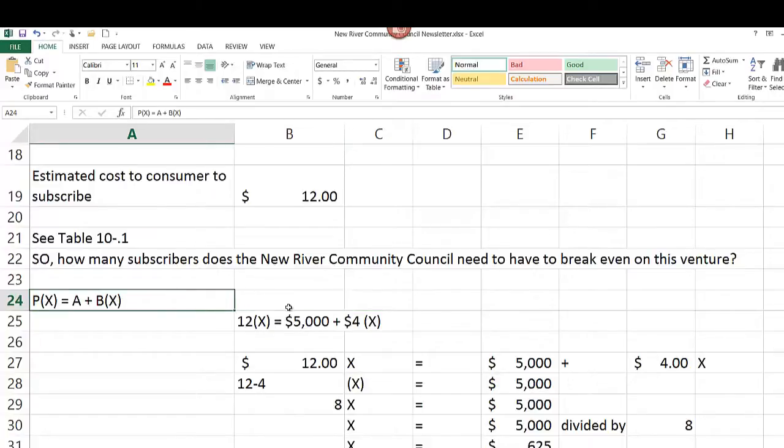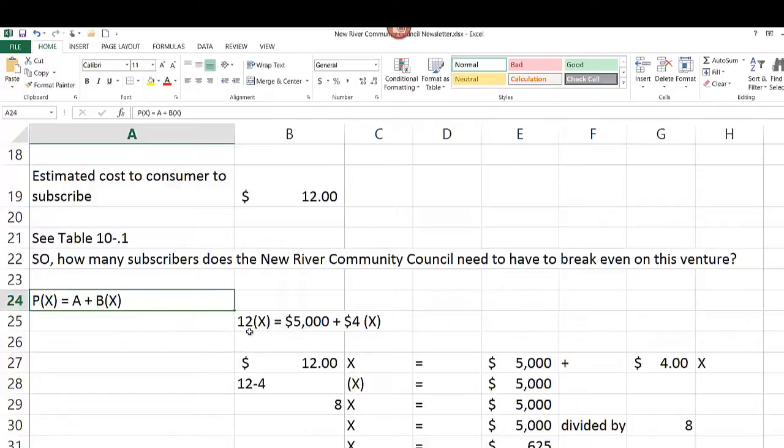All right, so the basic formula is right here. P of X equals A plus B of X. So to translate that, the price of the service, of the subscription, X, equals the fixed cost plus the variable cost times the number of subscriptions. That's why it's really important to lay out what the P is, what the A and the B are.